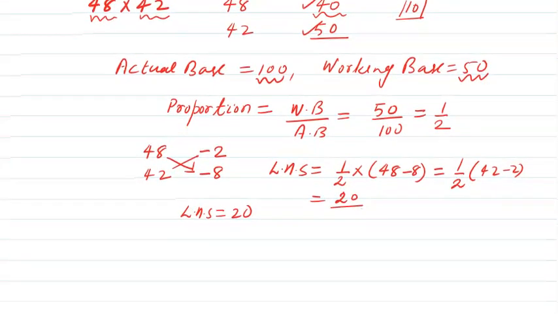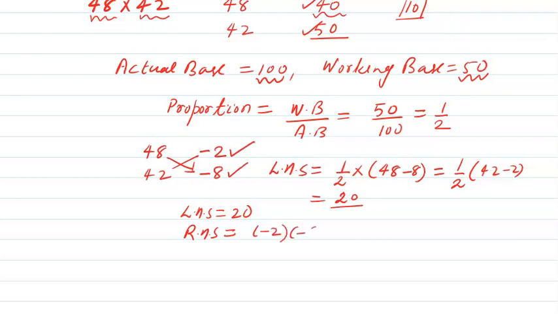Now to get the right hand side, we are going to follow the same process: we multiply -2 and -8. If I multiply -2 and -8, I will get the product as 16. So what will be the answer? The left hand side 20 and the right hand side as 16.